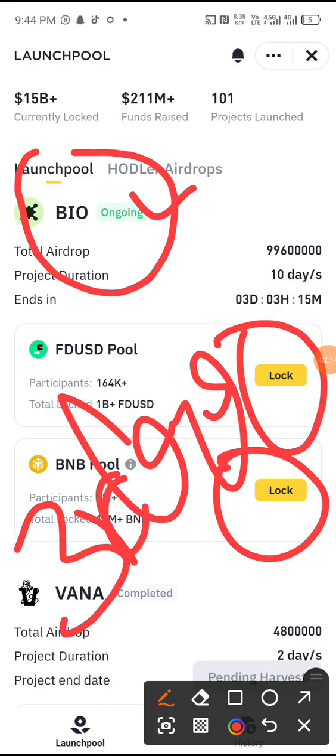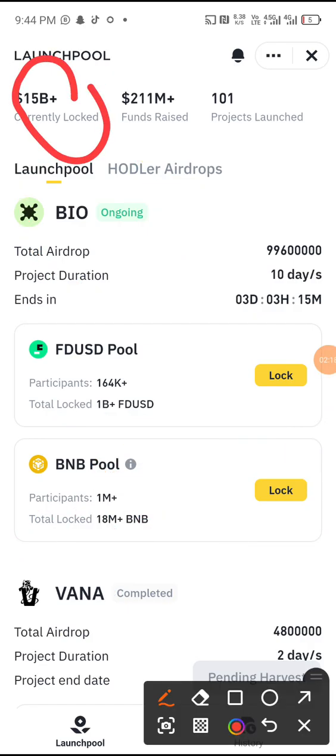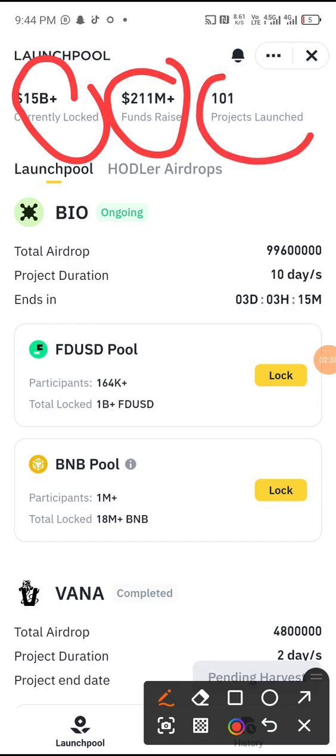And as you can see, a lot of people are participating in this. The total amount locked is over 15 billion USDT. The fund that has been raised is over 211 million USDT, and the project number is 101. So what are you still waiting for?